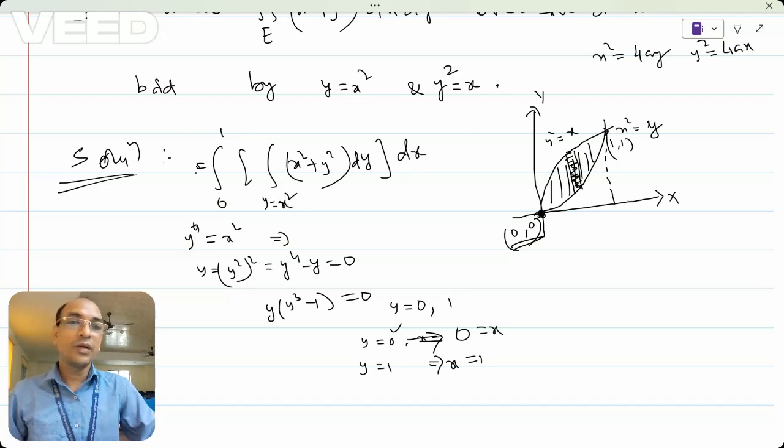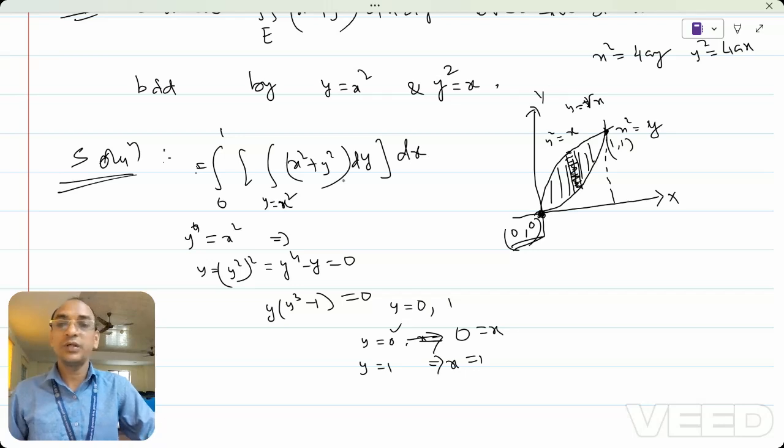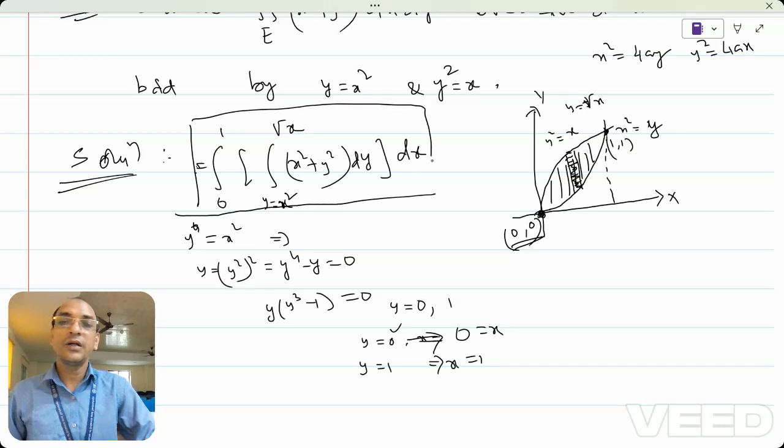And what is the upper limit? For the limit of y, don't write x; y square equals x. Here you have to write y in terms of x. So y will be nothing but root x, plus or minus root x, but it is the positive quadrant, so we will take only positive root x. Now our aim is to evaluate this integral.